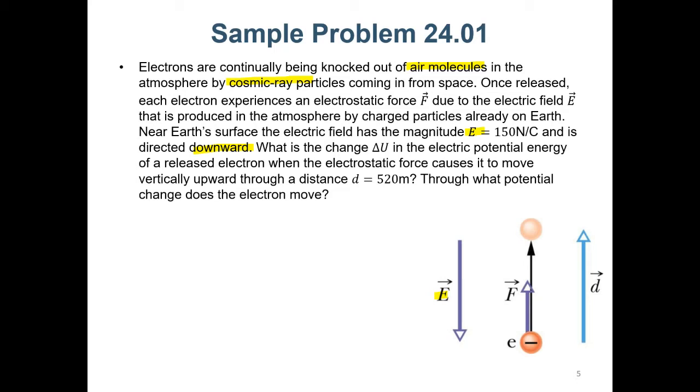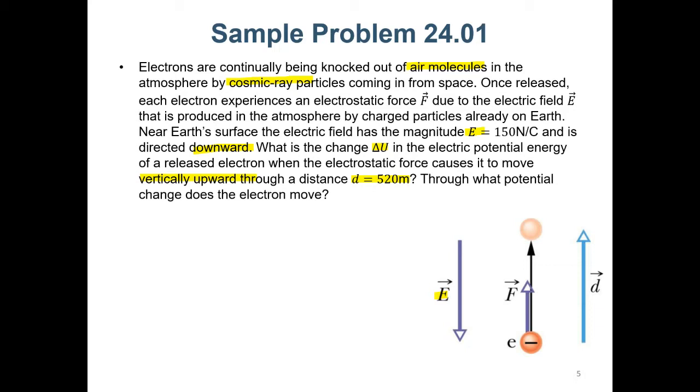What is the change delta U in the electric potential energy of the released electron when the electrostatic force causes it to move vertically upward through a distance d? Through what potential change does the electron move?